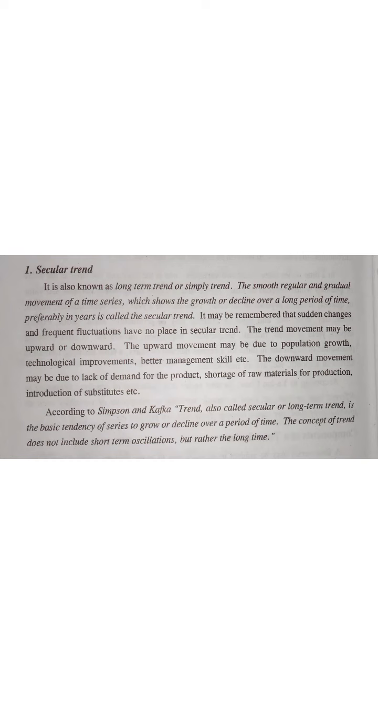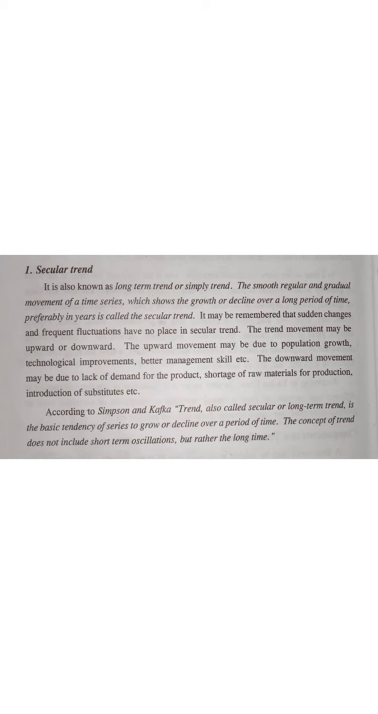Upward movement may be due to population growth, technology improvements, better management skill, etc. Downward movement may be due to lack of demand for the product or shortage of raw material production, etc. According to Simpson and Kafka, trend, also called secular or long-term trend, is the basic tendency of a series to grow or decline over a period of time. The concept of trend does not include short-term oscillation but rather long-term movement, which is going to stay around.